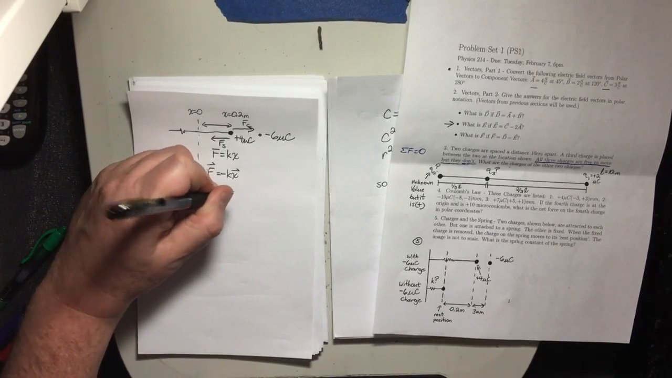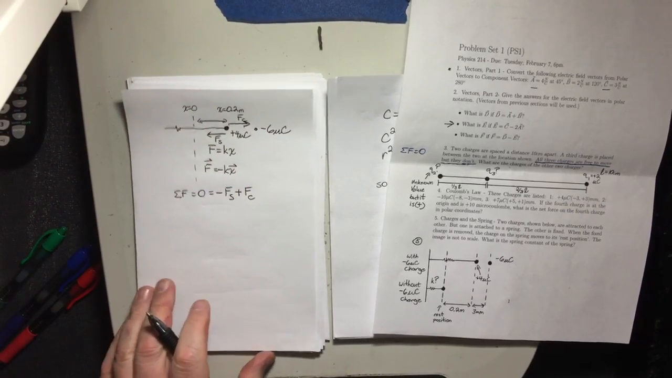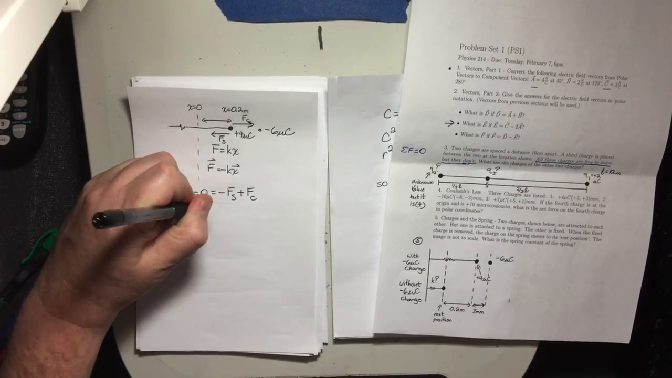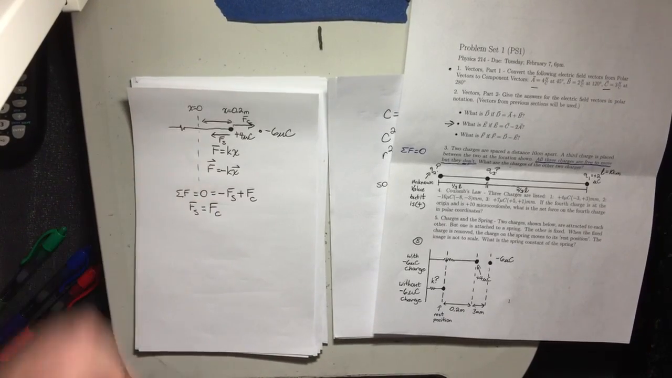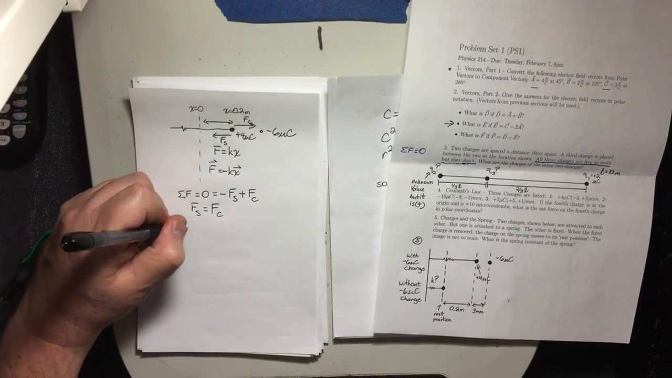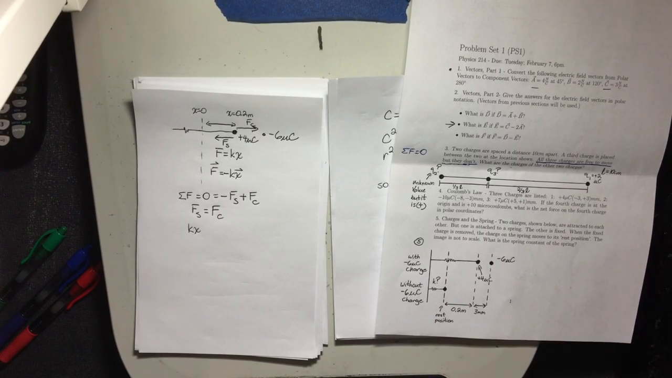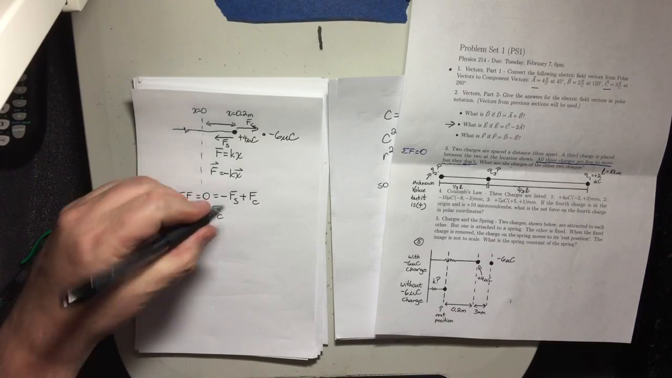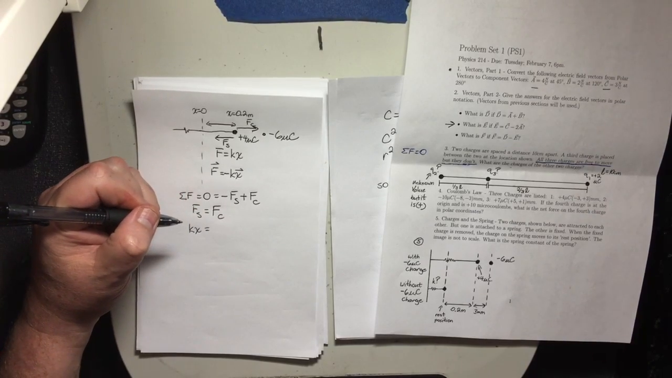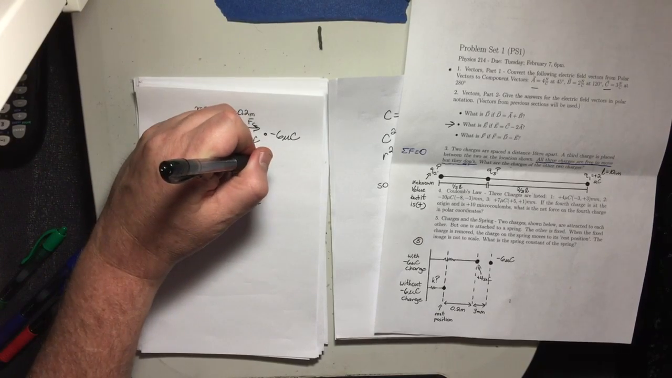The force from the spring is to the left. The force because of the charge is to the right. So the force from the spring is equal to the force from the charge. Now the force from the spring is just kx, the distance x multiplied by the spring constant k. The force due to the charges, oh, we've got to keep track of this, is Coulomb's law.